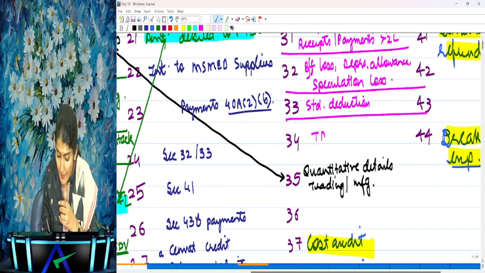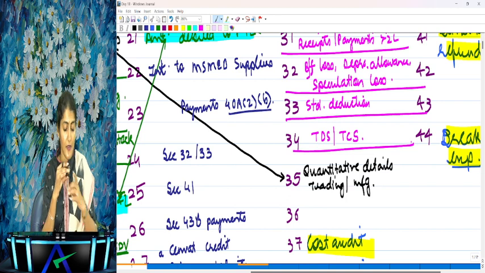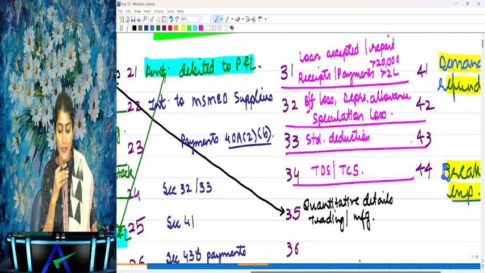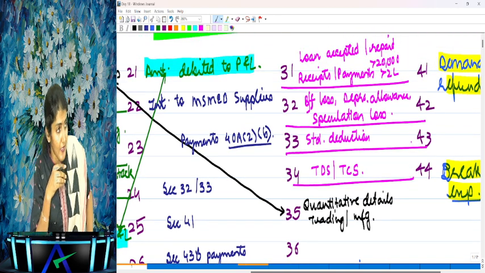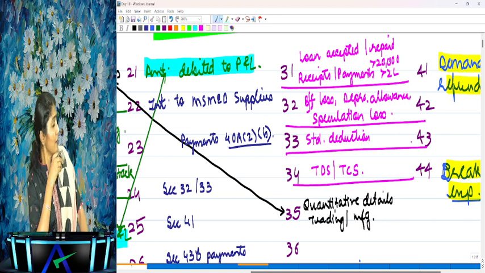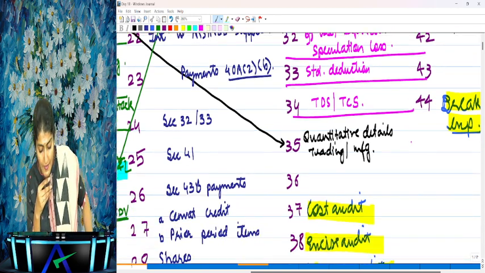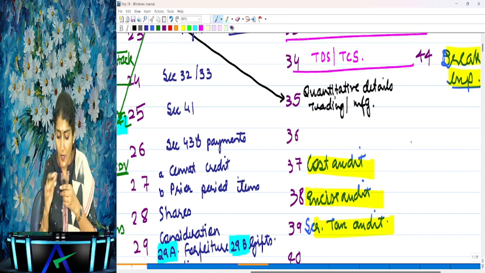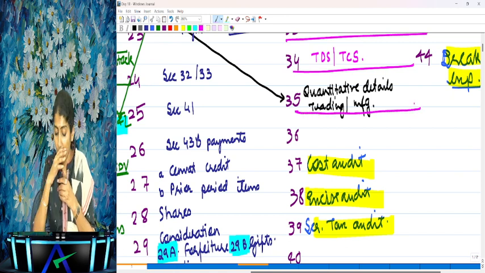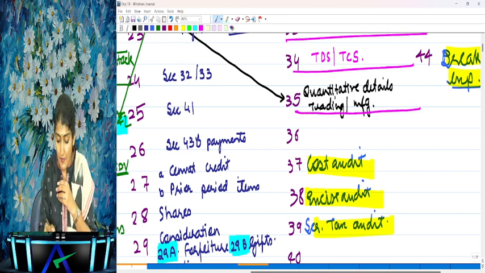34 is regarding the TDS and the TCS, the big table which you need to fill regarding the TDS and the TCS. Are you all with me? 33 standard deductions, 34 TDS and the TCS, 35 is regarding the quantitative details in case of a trading concern and a manufacturing concern, right?